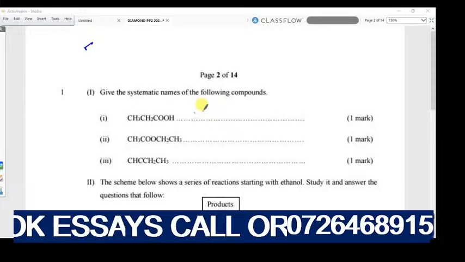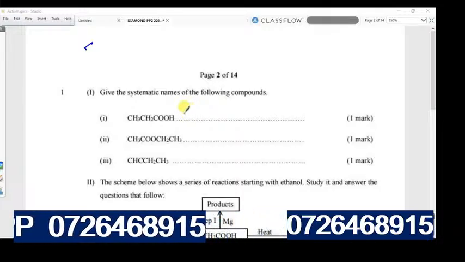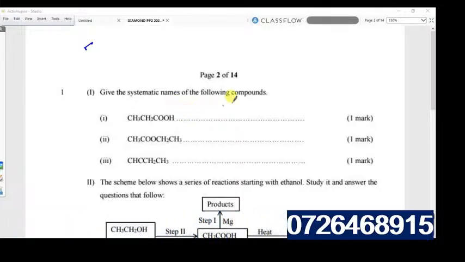You need to look at it and identify which type of compound this is. You look at this from C to here. You can see the functional group is RCOOH. So that tells you that this is propanoic acid.